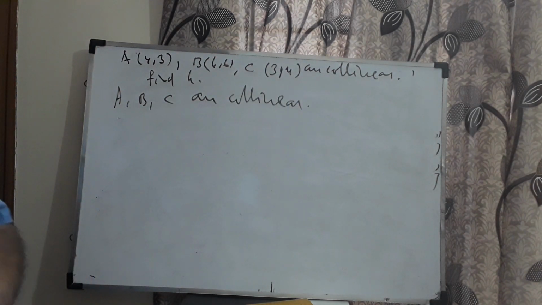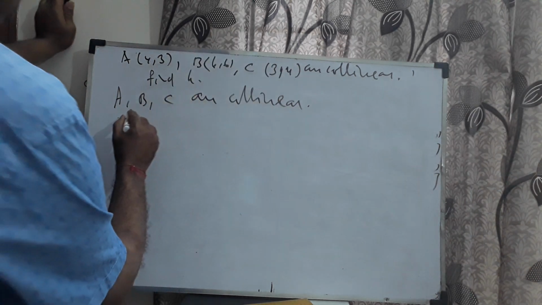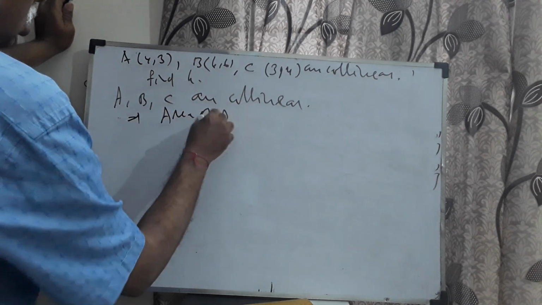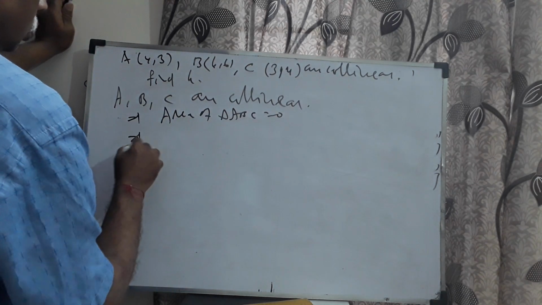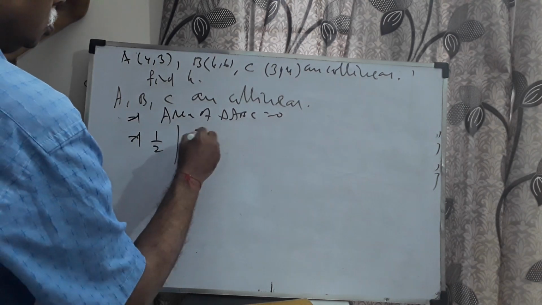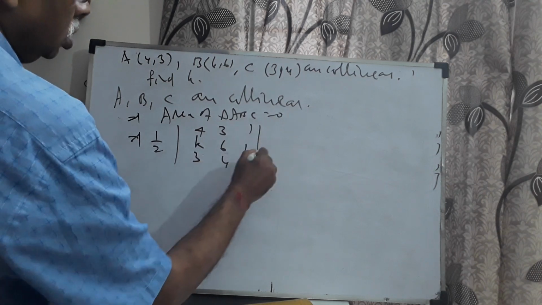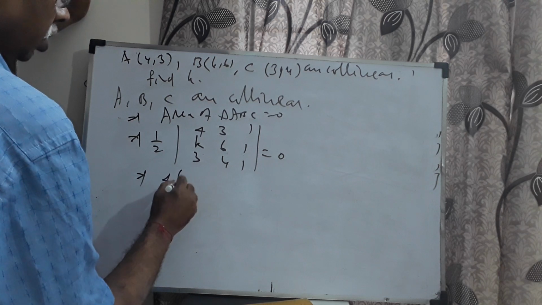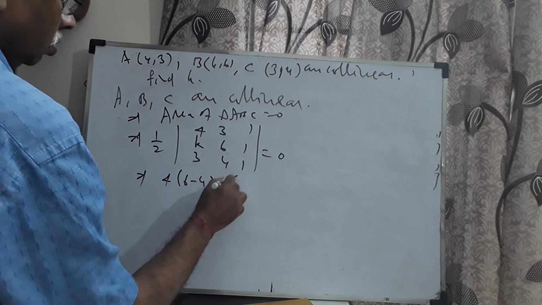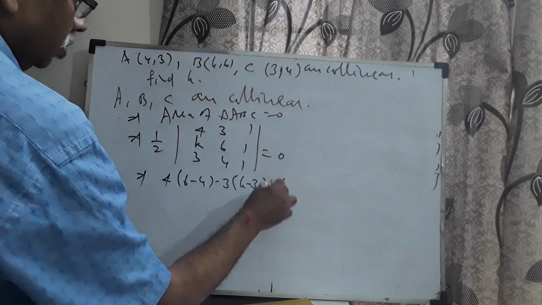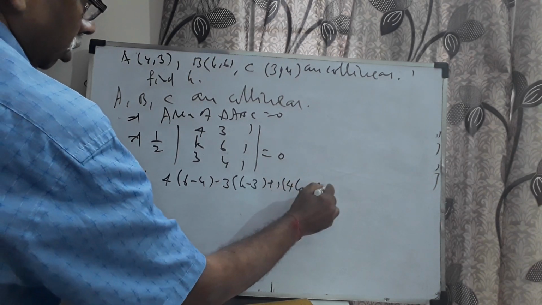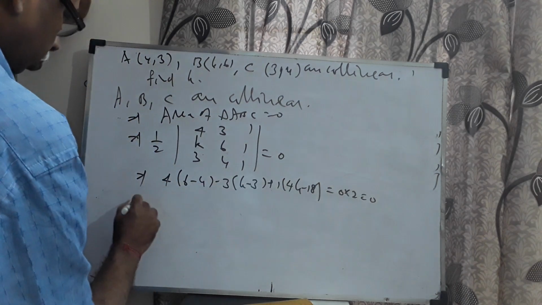Collinear means they lie on the same straight line. That's the meaning of collinearity. Which implies area of triangle ABC is equal to 0. Implies half determinant 4, 3, 1, k, 6, 1, 3, 4, 1 is equal to 0. Implies 4 into 6 minus 4, minus 3 into k minus 3, plus 1 into 4k minus 18 is equal to 0.